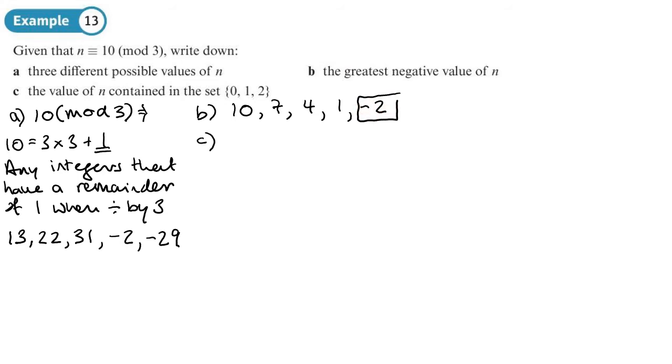And part C's, the value of n contained in the set 0, 1 and 2. So which one of those has a remainder of 1 or is congruent to 1 in modulus 3, and that's going to be the number 1. Yeah, because 1 is 0 times 3 plus 1. It has a remainder of 1. So my answer is going to be the number 1.